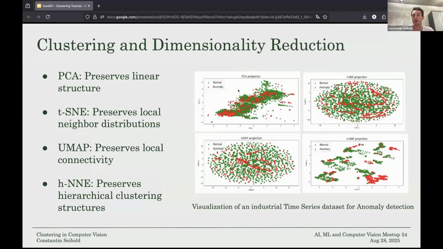Let's start with a standard problem which many of you have potentially looked at when you find a new data set, get some embedding, and start to visualize it. For this, many people use PCA, t-SNE, UMAP, but there's also a way to directly visualize the clusters that you have in your data set if you use something like HNNE.